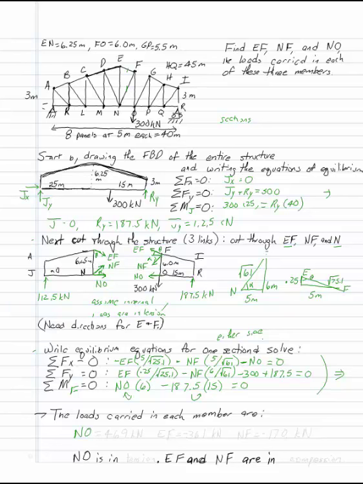When you do this, you get NO is 469 kilonewtons, EF is minus 361 kilonewtons, and NF is minus 170 kilonewtons. That's the answer. What you need to notice is that this EF and NF are both negative, so they're going to be in compression. NO is going to be in tension. EF and NF are in compression.